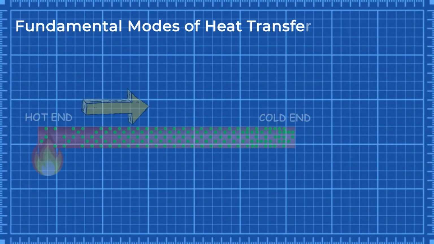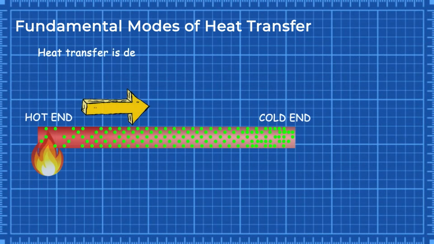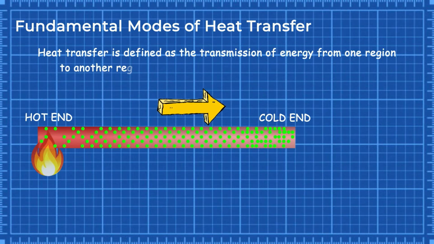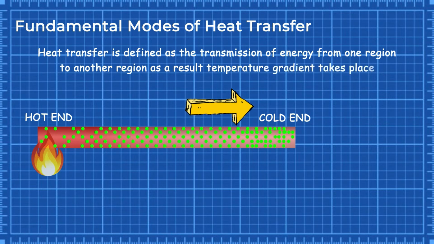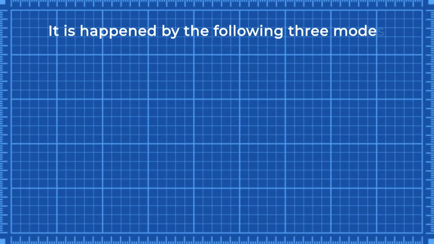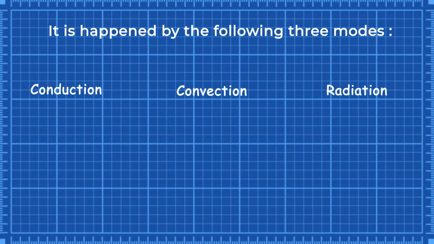Fundamental modes of heat transfer. Heat transfer is defined as the transmission of energy from one region to another region. As a result, a temperature gradient takes place. It happens by the following three modes: 1. Conduction. 2. Convection. 3. Radiation.